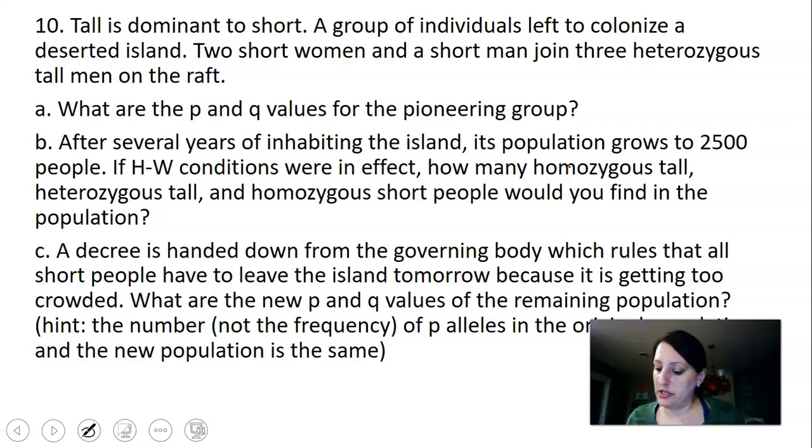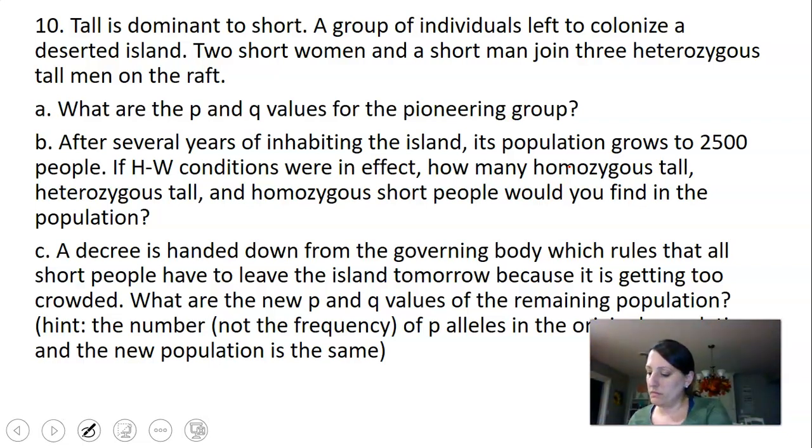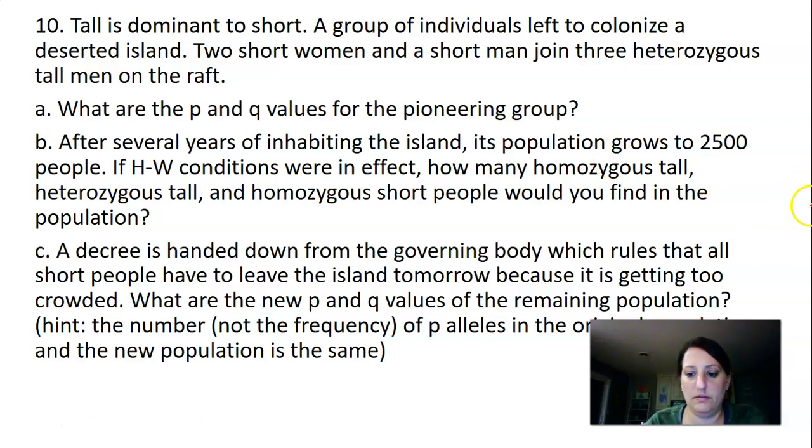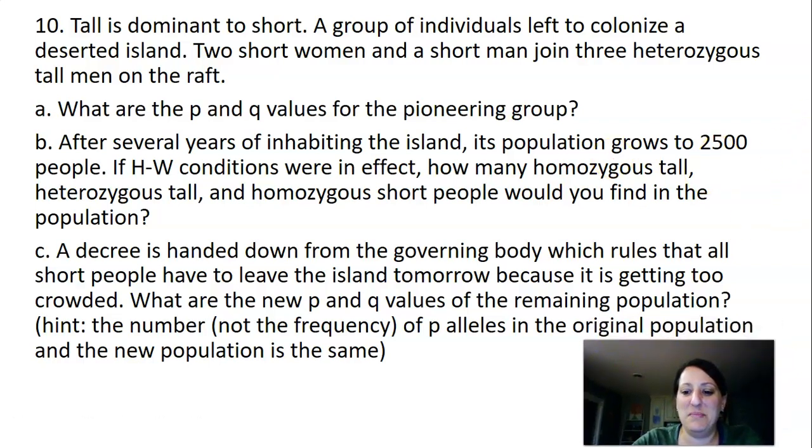Okay, so last question here. Okay, so we've got a population of humans, and we've got tall and short. Okay, so being tall is dominant to being short. So the tall allele, I can't get my pointer on. Okay, there we go. The tall allele is dominant to the short allele. Okay, so big T equals tall and little t equals short.